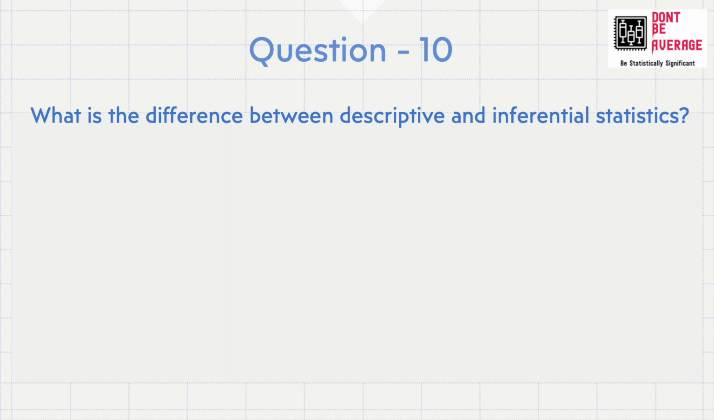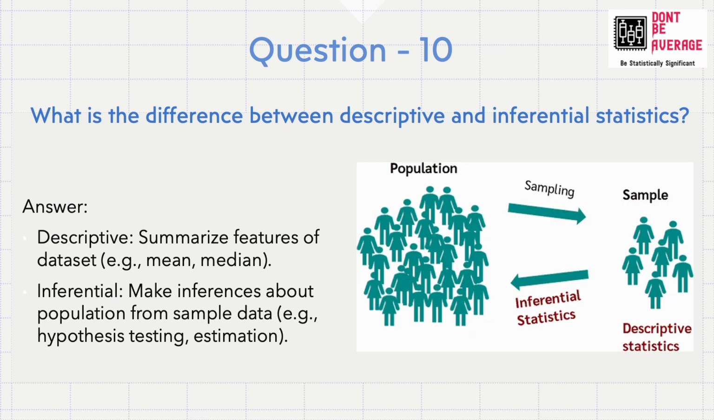Question number 10. What is the difference between descriptive and inferential statistics? Descriptive statistics involve summarizing and describing the features of a data set, such as mean, median, standard deviation. It helps us gain insights from the data. But inferential statistics, on the other hand, involves making inferences and predictions about a whole population based on sample data. And it uses techniques like hypothesis testing, estimation. So that's how descriptive statistics and inferential statistics are different.